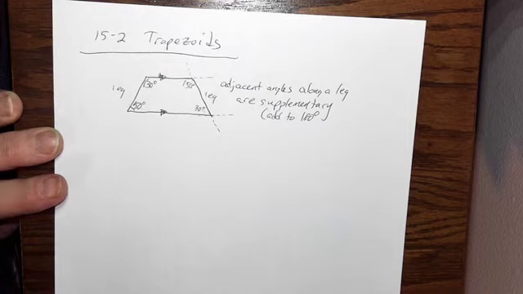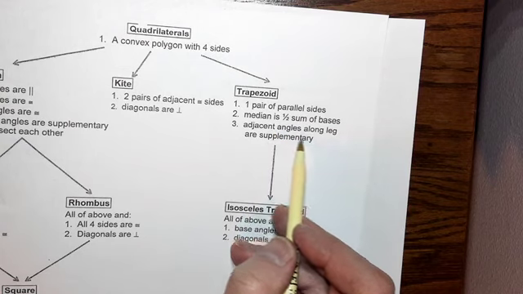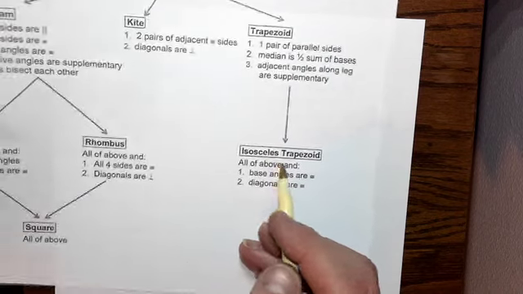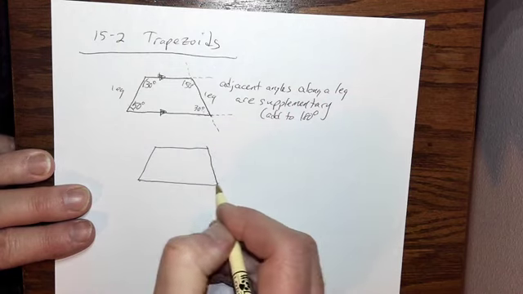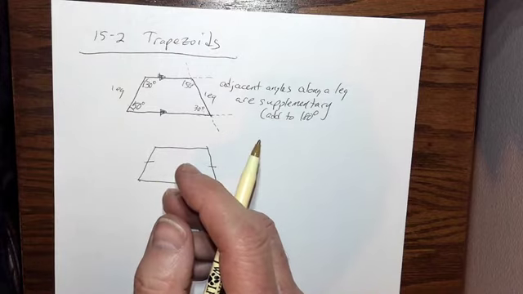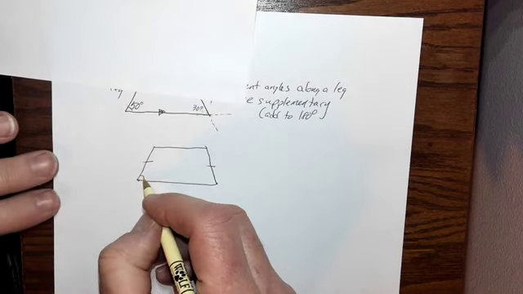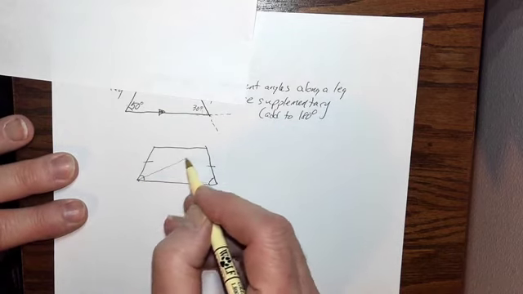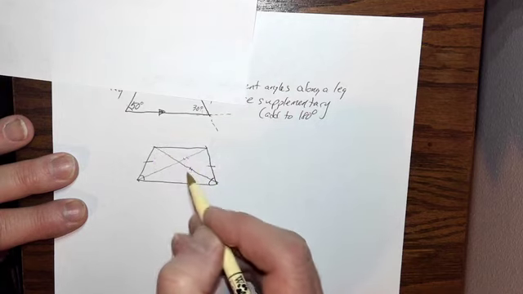So that's what we're going to look at today. And that's what the third thing on this says, adjacent angles along the leg are supplementary. If the trapezoid is isosceles, meaning the two legs are congruent to each other. So an isosceles trapezoid is one where these two sides are equal. What that means is that the base angles are congruent, meaning these two angles are congruent right here, and the diagonals are congruent. This diagonal across here is equal to this diagonal across here. Those two things are equal to each other.